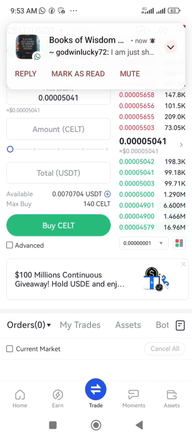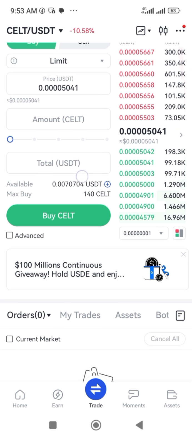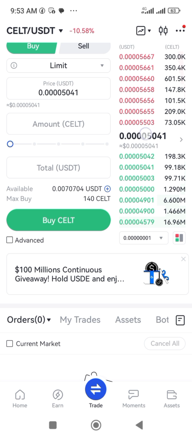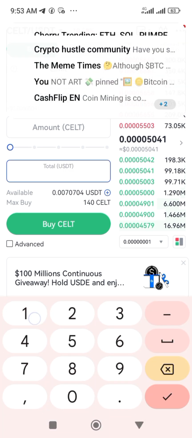You can see, on this screen, there are people who want to buy and they have set their own price, the price they want. So what you need to do is come and also set your own price at this current market price. Let's say we set it at this current market price, and let's do this arbitrage with 100 USDT.